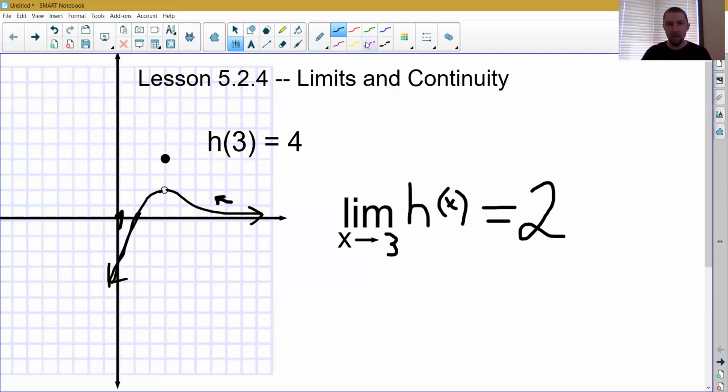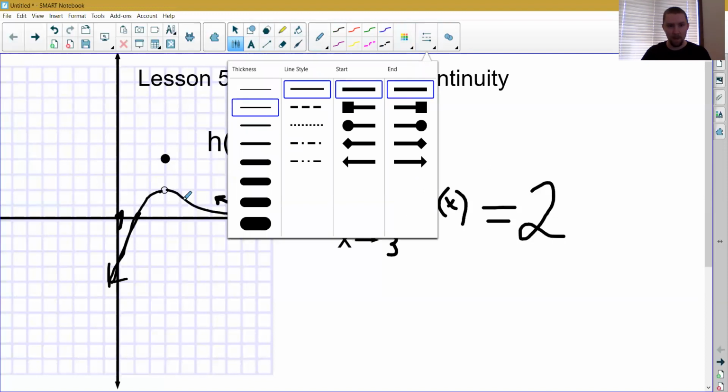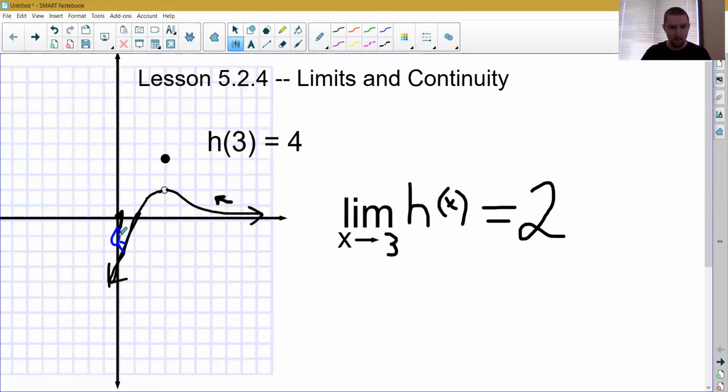So again, just think for a second about if we were to put our bugs on our function, our bug here and have him walk that way, or our bug over here and have him walk that way. Put the antennas on there, give them a little eyeball, okay? Do our bugs think they're going to get to the same spot? Does the two-sided limit as x approaches 3 exist for h of x? The answer is yes. They do both think they're going to get to the same spot, okay?